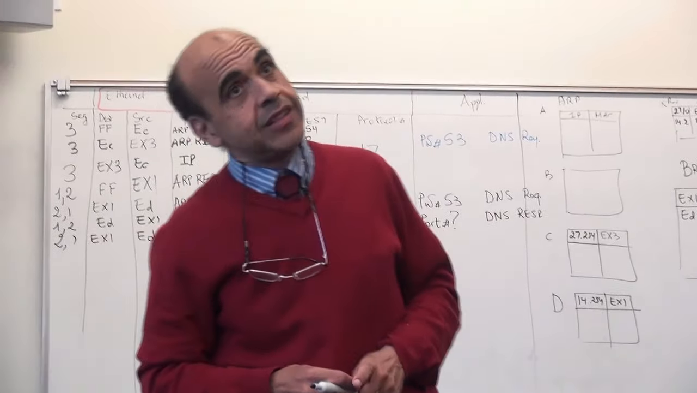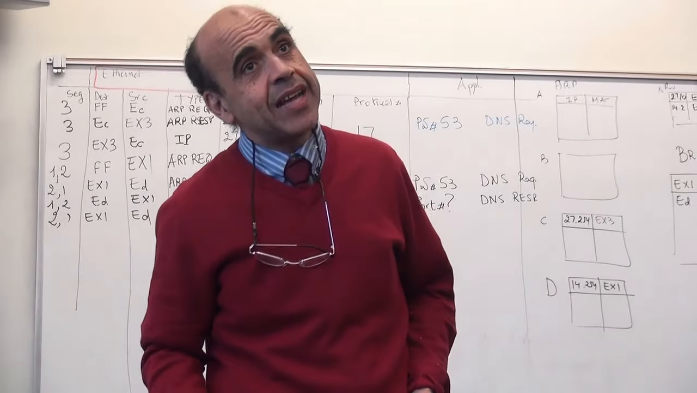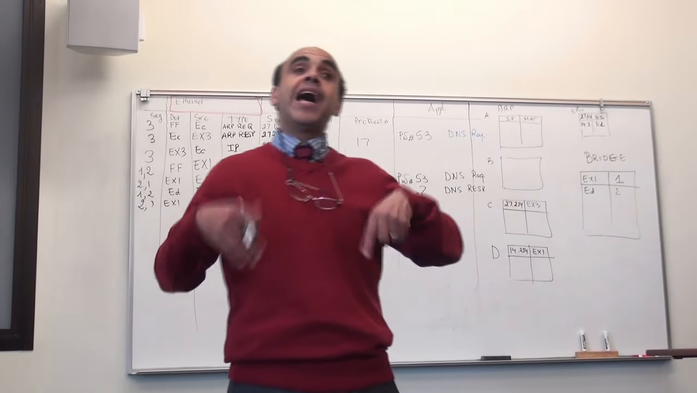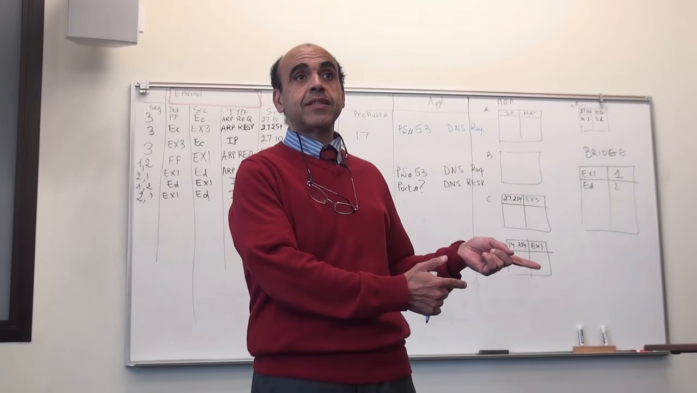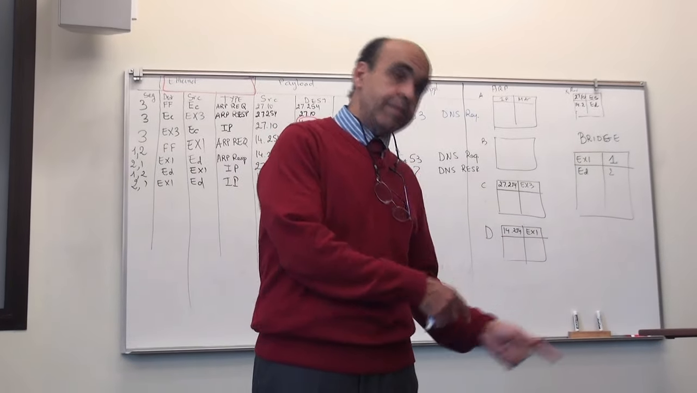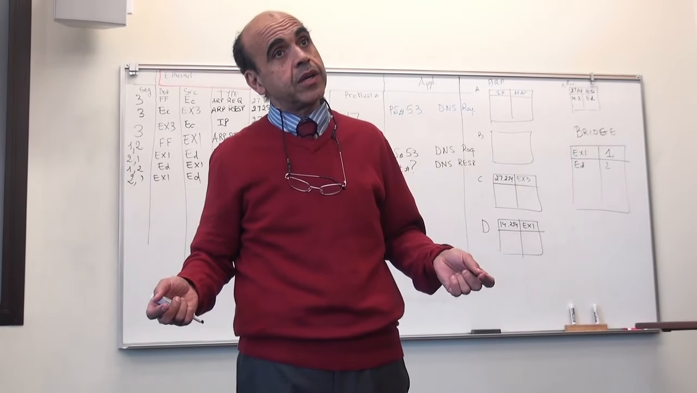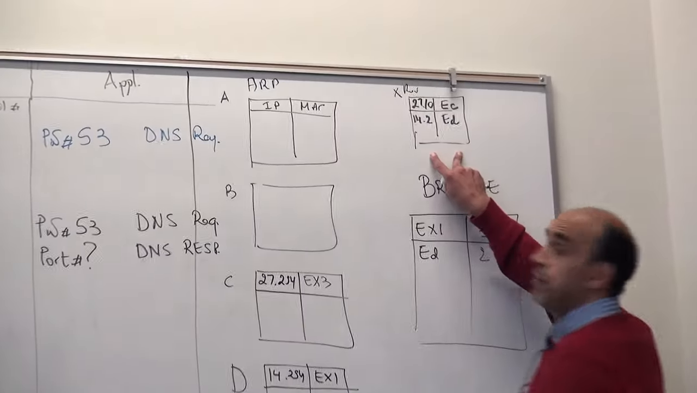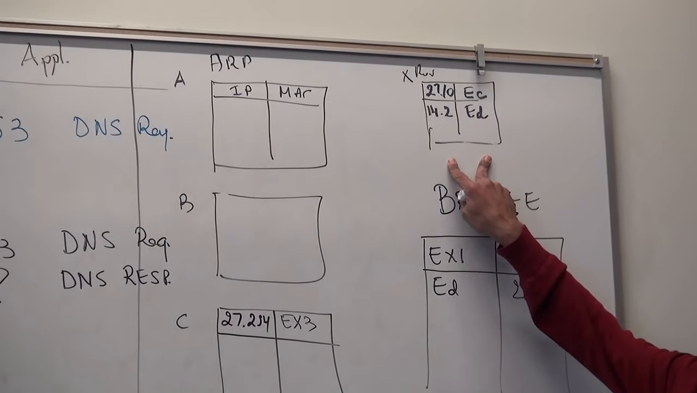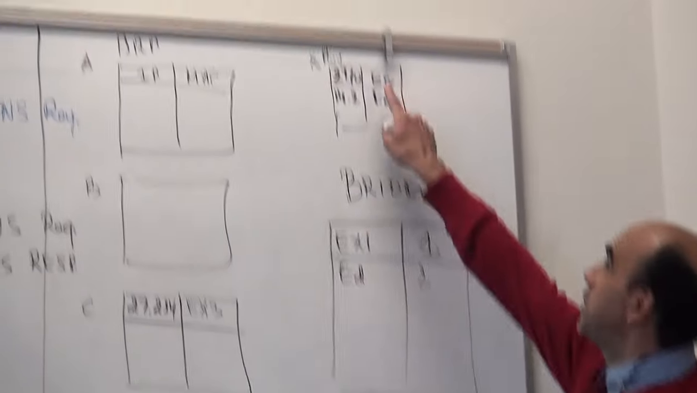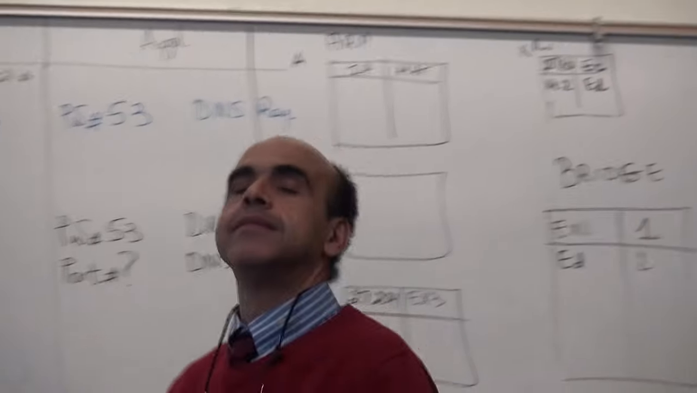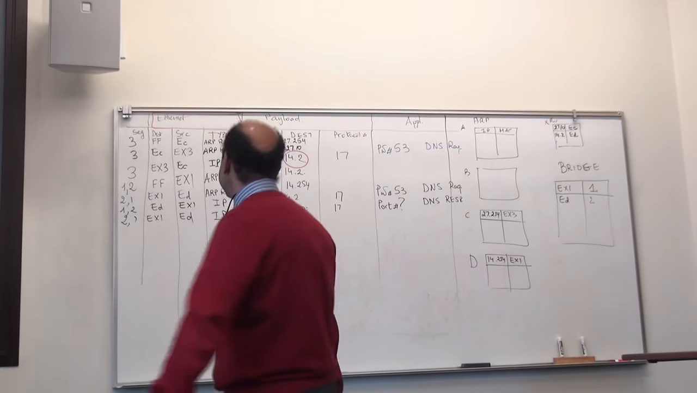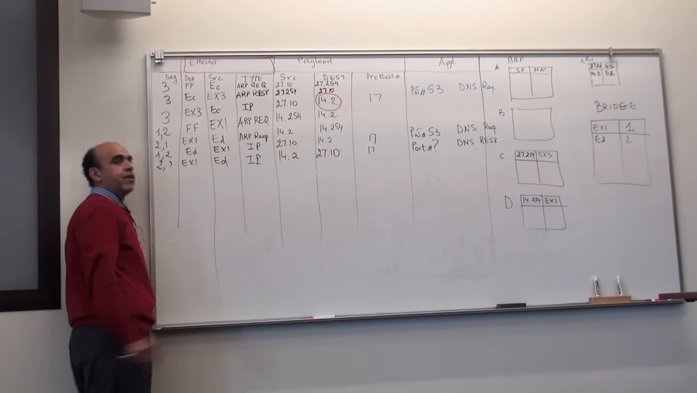Now, since it's local, we need the MAC address to where we want to send, right? So IP will ask who to get the MAC address? ARP. It will ask that to ARP. So now, what will ARP do? Let us check the ARP cache: do we have IP address 27.10? Yes, we have it, right? Which means we immediately have that MAC address.